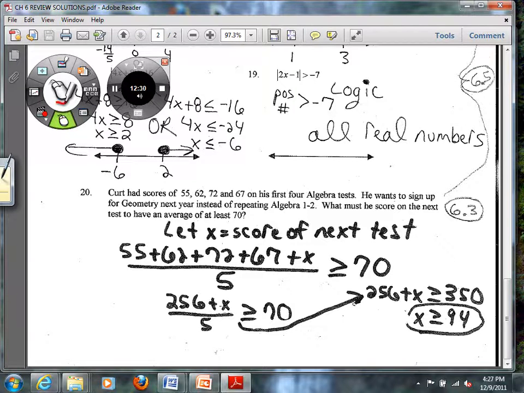And if you want to solve for x, you got to multiply by 5. So that's 256 plus x, and that'll be 350 on the right-hand side. And then subtract 256 from each side. X has to be greater than or equal to 94. So this person needs a seriously good 5th test score to get a 70 average. And that's because of this horrible 55 and 62. That hurt him. So if he wants to have a C average, he really needs to make up for it with a really great score.